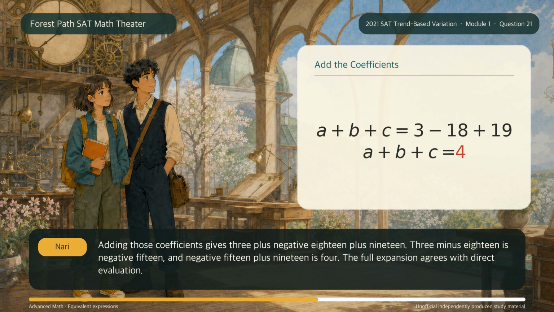Adding those coefficients gives 3 plus negative 18 plus 19. 3 minus 18 is negative 15, and negative 15 plus 19 is 4. The full expansion agrees with direct evaluation.